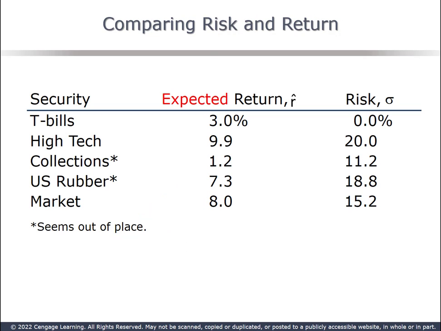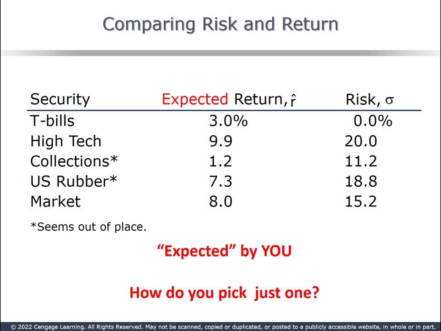Here we have the expected returns and the standard deviation for all assets in our sample group. Treasury bills, 3% return, 0 risk. High-tech, 9.9% return, 20% risk. Collections, 1.2% return, 11.2% risk. U.S. Rubber, 7.3% return, 18.8% risk. And the market, 8% return, 15.2% risk.